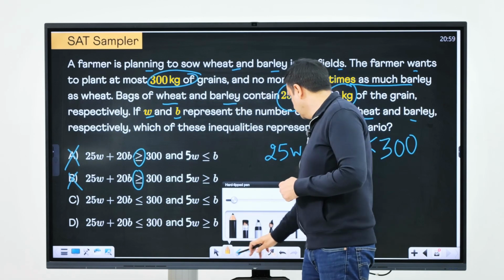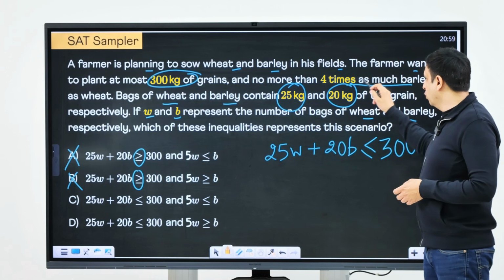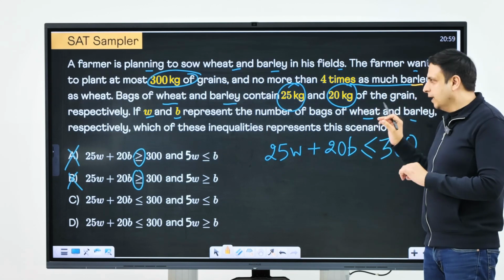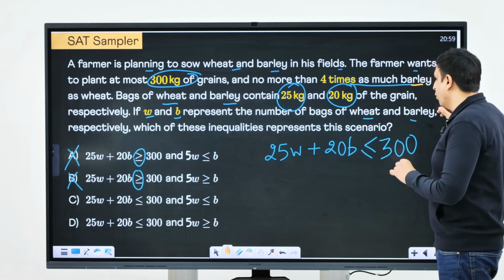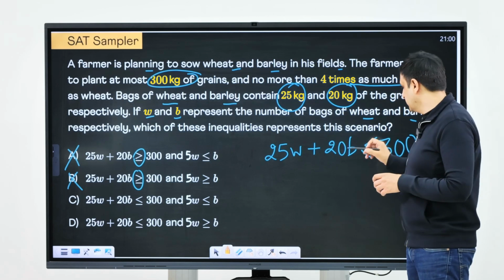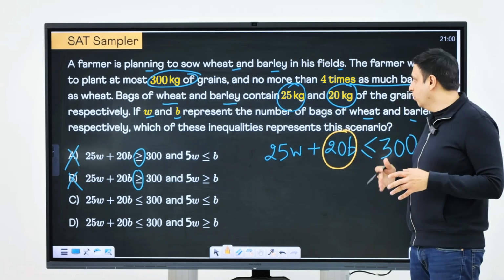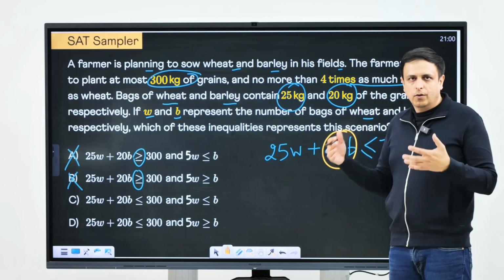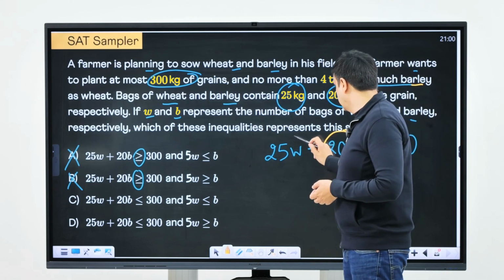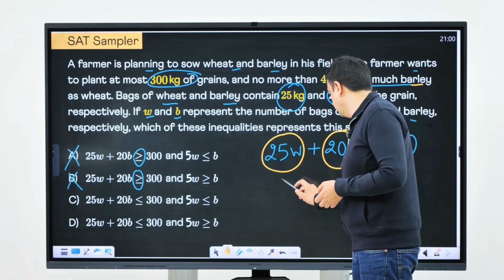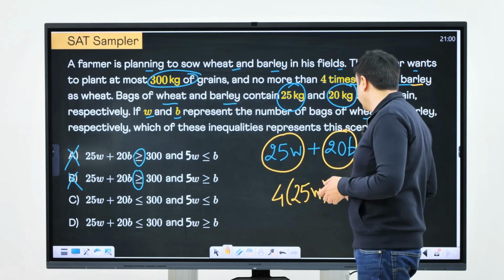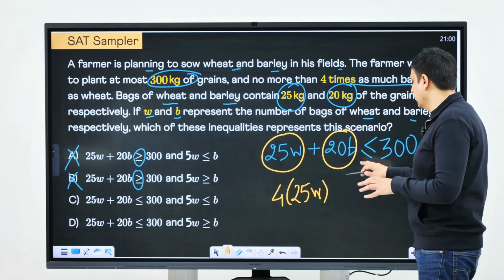Now we will use the second piece of information which says no more than 4 times as much barley as wheat. Now if you pause for a minute and think about this carefully, no more than 4 times as much barley as wheat, this really means that the amount of barley, which is 20B, should be no more than 4 times the amount of wheat. So the amount of wheat is 25W. So 4 times the amount of wheat will be 4 times 25W. So this is 4 times the amount of wheat, and the amount of barley should be no more than this.